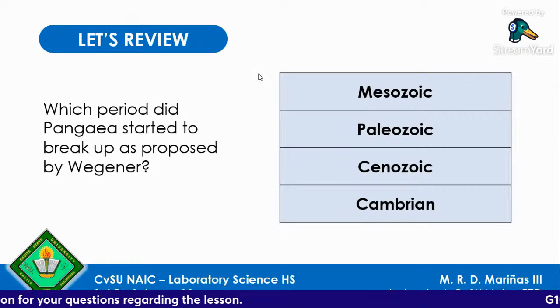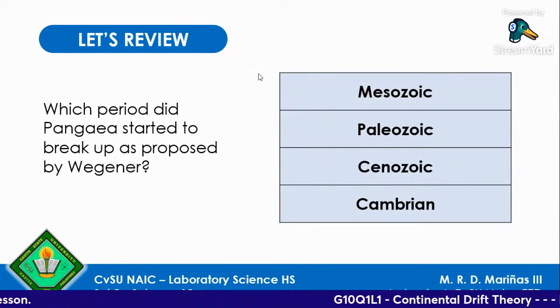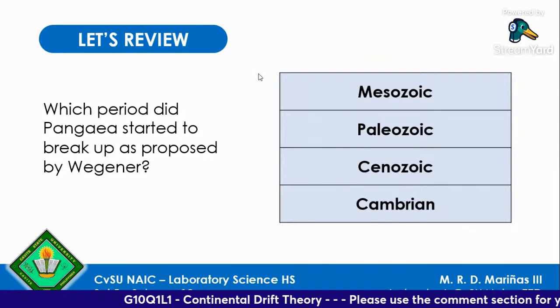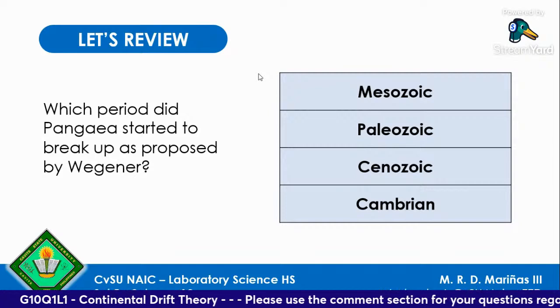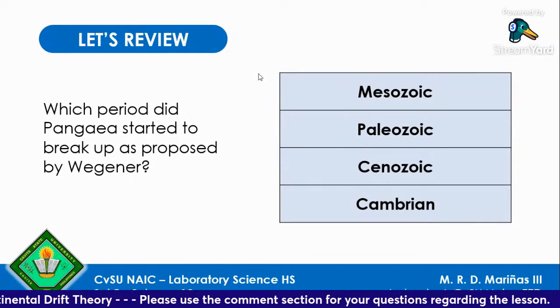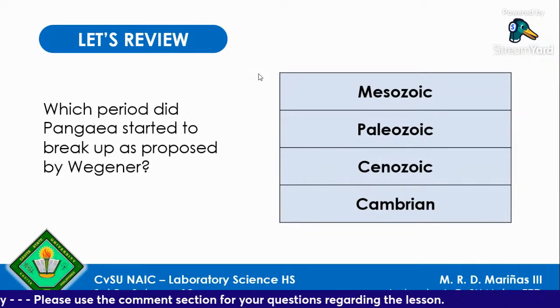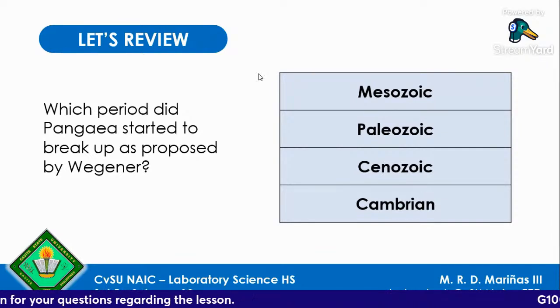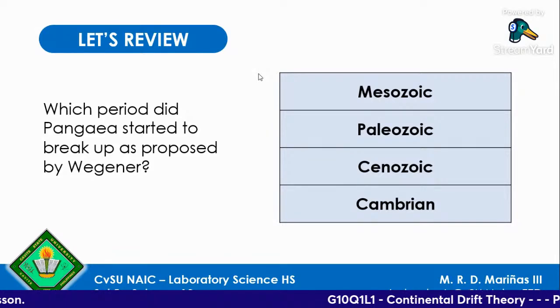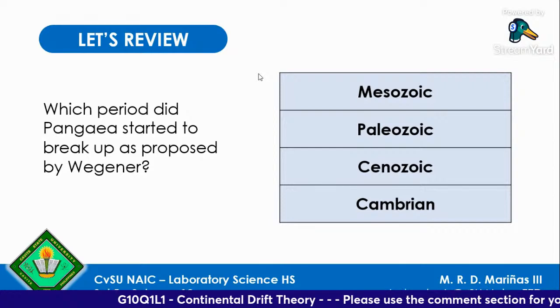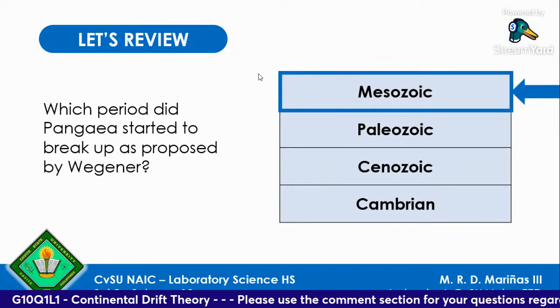Which period did Pangaea start to break up as proposed by Wegener? Is it Mesozoic, Paleozoic, Cenozoic, or Cambrian? Again, which period did Pangaea start to break up as proposed by Wegener? Is it Mesozoic, Paleozoic, Cenozoic, or Cambrian? 10 seconds. If your answer is Mesozoic, then you are correct.